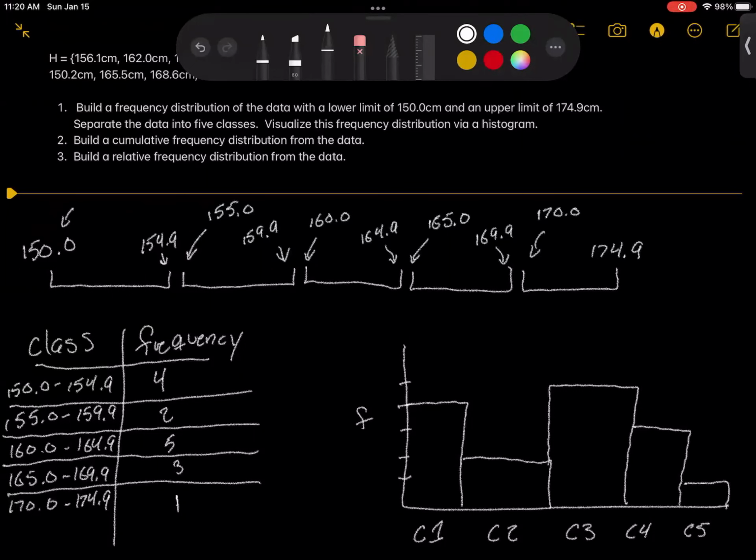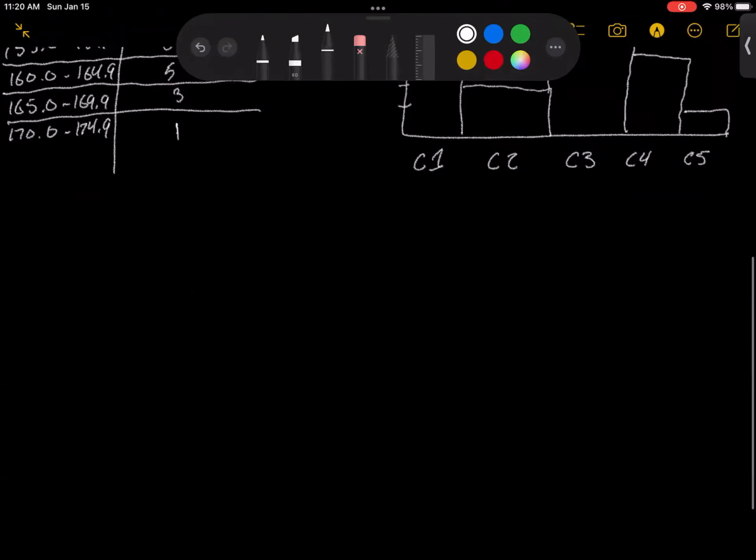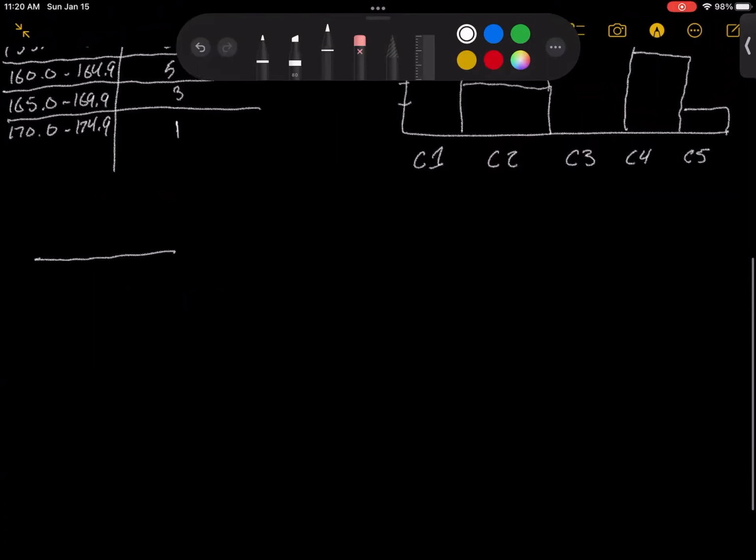We want to build a cumulative frequency distribution from the data. So cumulative frequency distribution, it cascades. We just collect more data as we move through the data range. So again, we'll open up a chart. We'll have our classes and our frequencies.